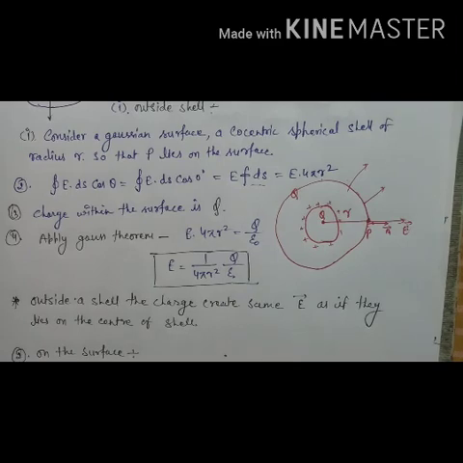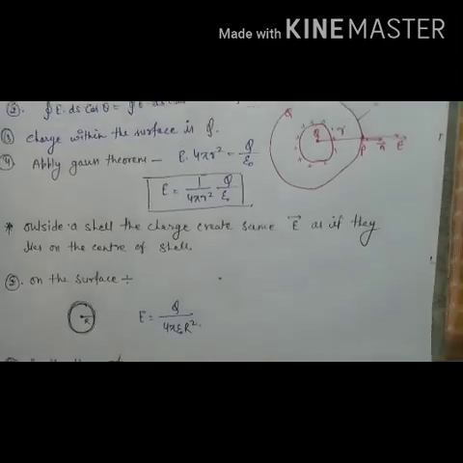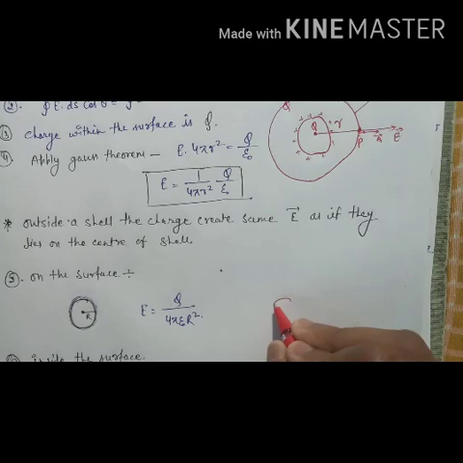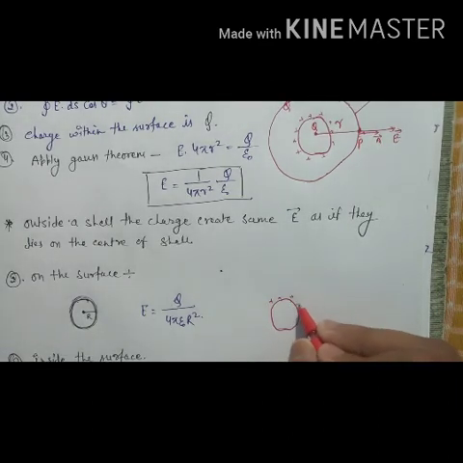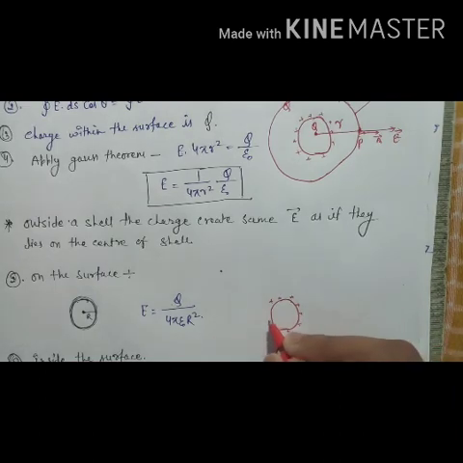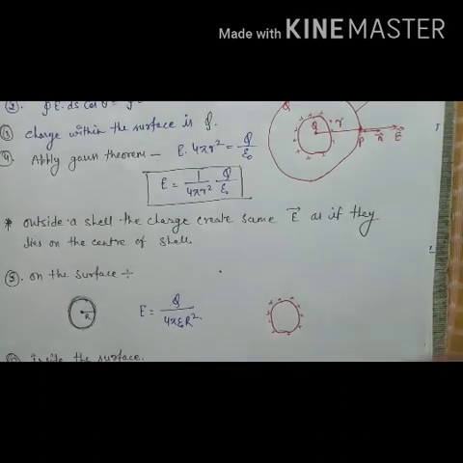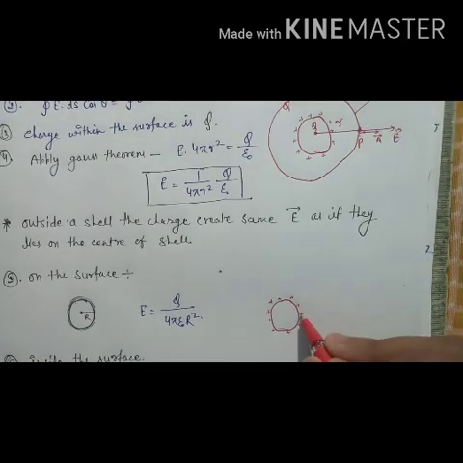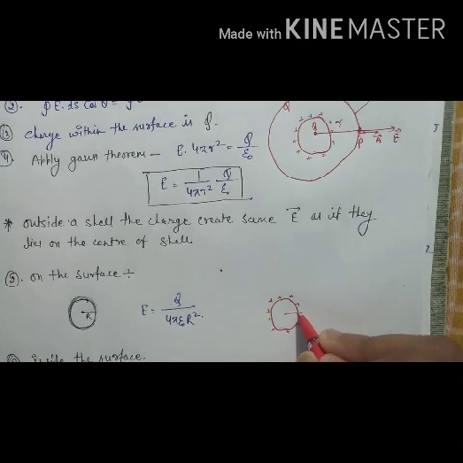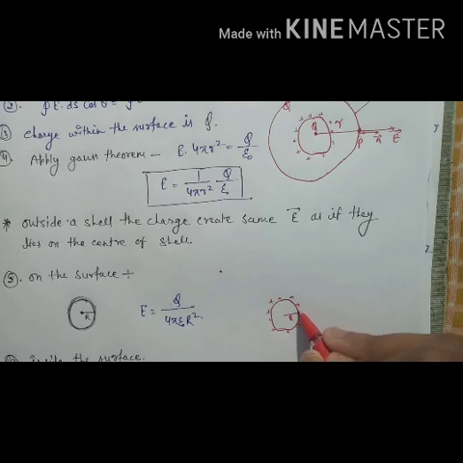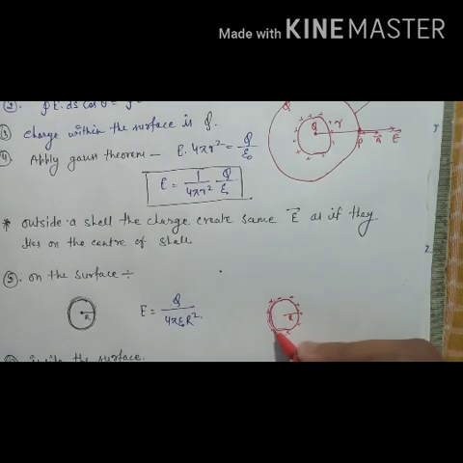How can we find this out? For this, let us suppose a conducting cell, and we give it a charge, and the charge is distributed on the surface of the sphere. We find out the electric field on this surface. Let us suppose its radius is r. So we imagine a Gaussian surface here, on the surface of this cell.